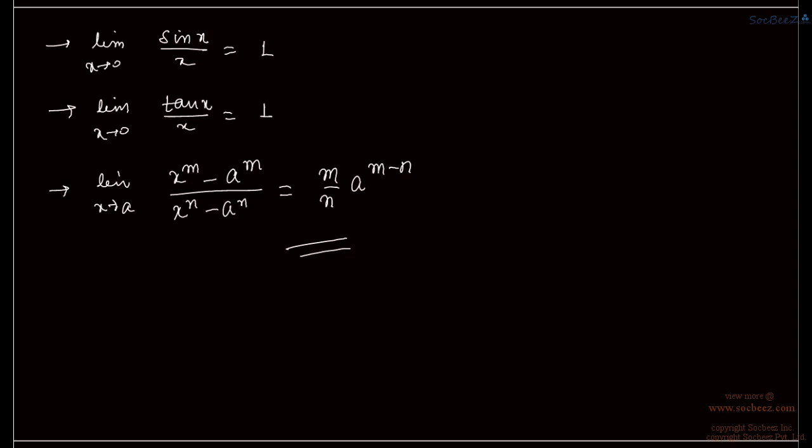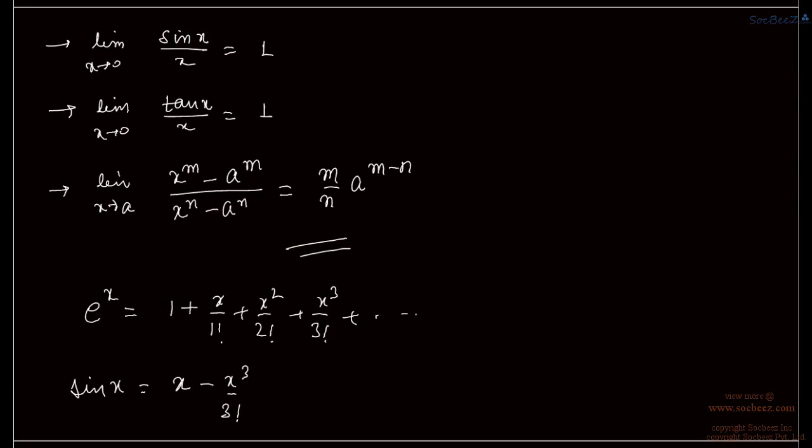Also we have some expansions which are useful while evaluating the limit. We have the expansion of e to the power x as 1 plus x upon 1 factorial plus x square upon 2 factorial plus x cube upon 3 factorial plus dot dot dot. Similarly, the expansion for sin x is x minus x cube upon 3 factorial plus x to the power 5 upon 5 factorial minus x to the power 7 upon 7 factorial plus dot dot dot.